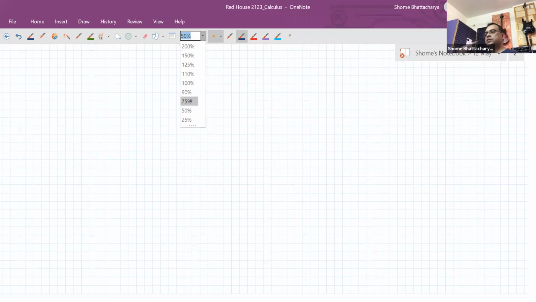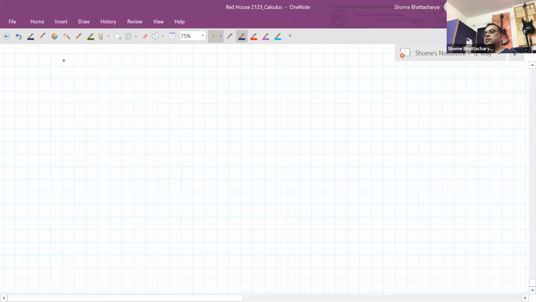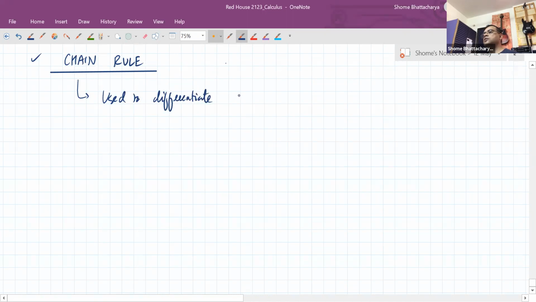Now we come to the final property, which is called chain rule. Chain rule for differentiation is used when we have something called a composite function, that is a function of a function. So this is used to differentiate composite functions. A composite function is a function of the type where there are two operators applied on x.